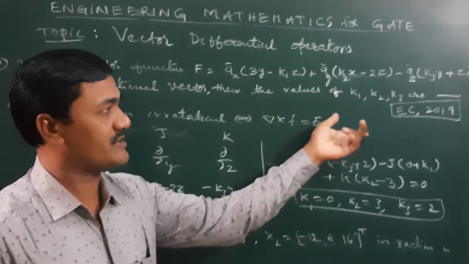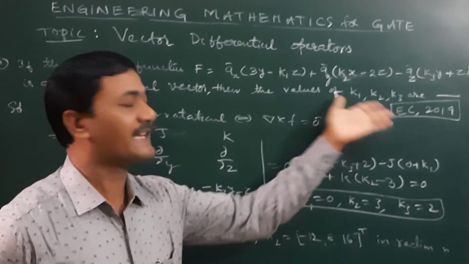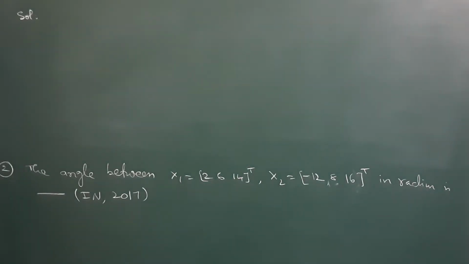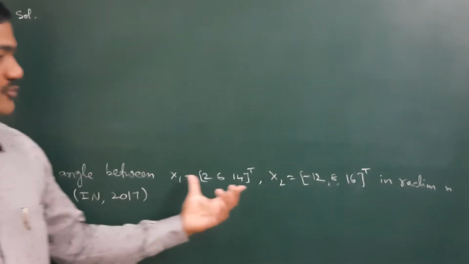This is a 2-mark question in the 2019 GATE examination, EC branch. Thank you. So the second one is the angle between two vectors.